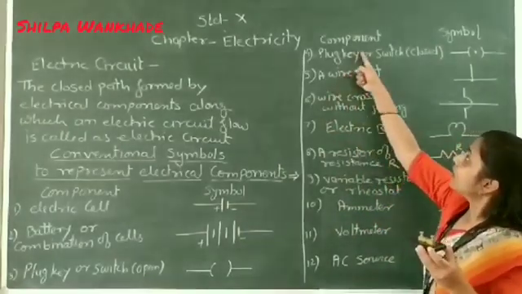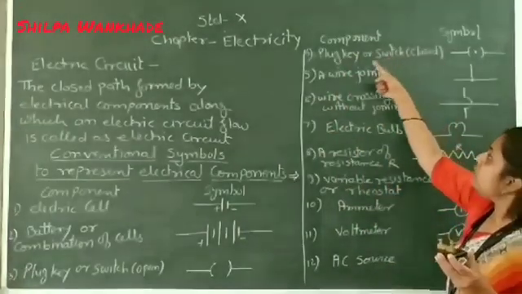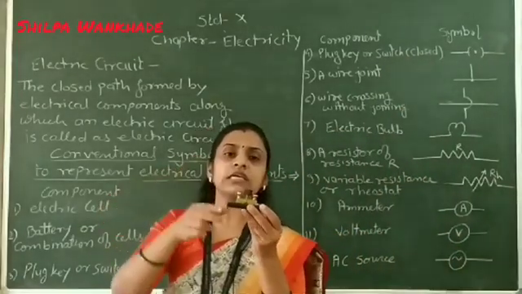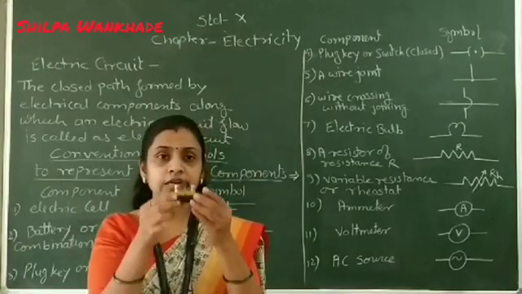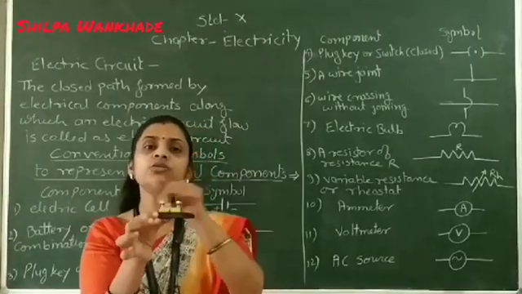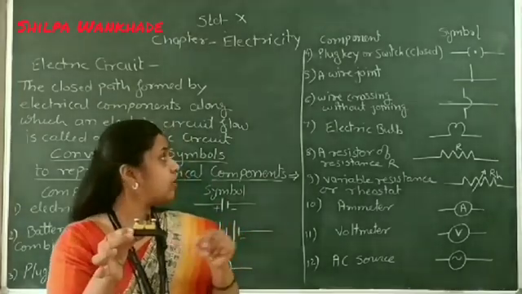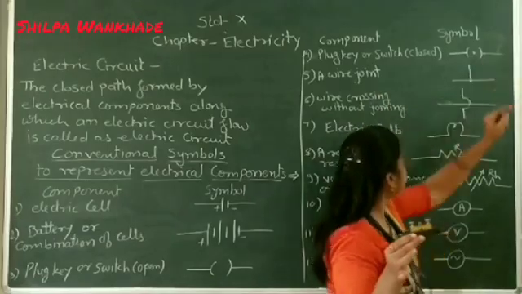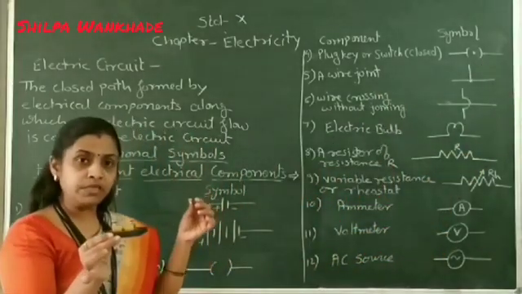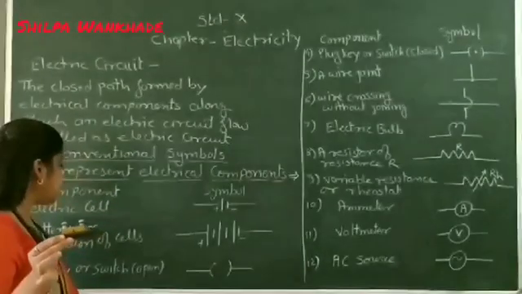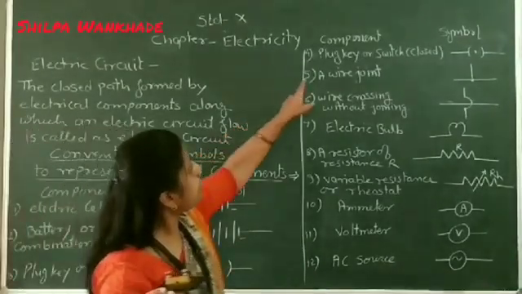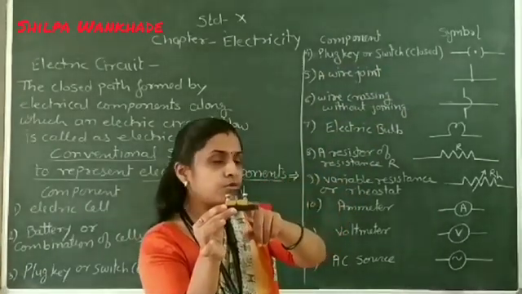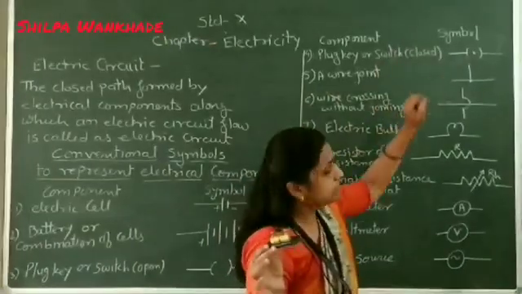Then next, the plug key or switch is closed. Whenever we close the key, it means it is in the circuit, it works in the circuit, and the current is flowing through the electric circuit. Therefore, when the plug key is closed, it is denoted by such a symbol. So if the switch is open, meaning switch off, it is represented by this symbol. And if the plug key is closed, meaning it is in the circuit and current flows through the circuit, it is represented by this symbol.